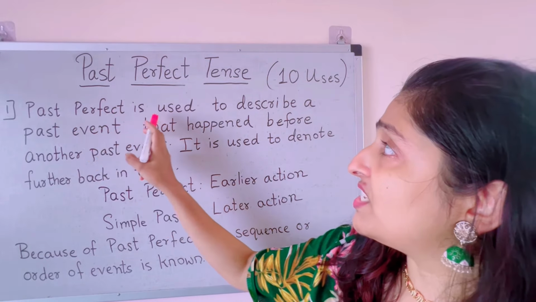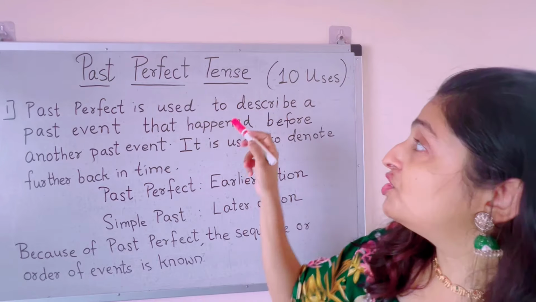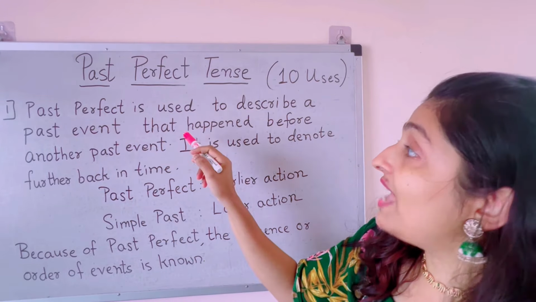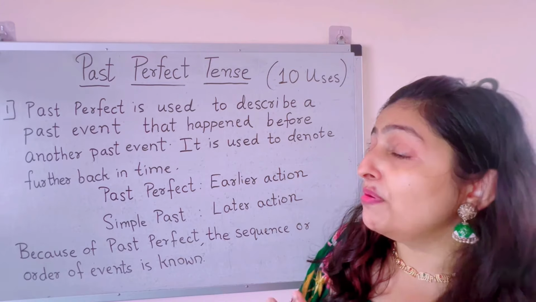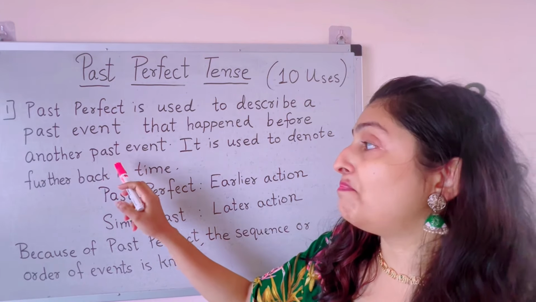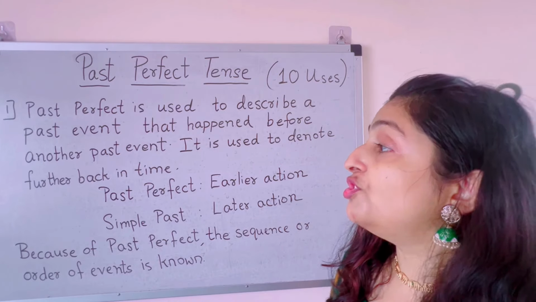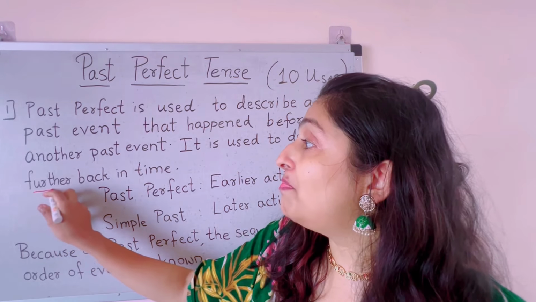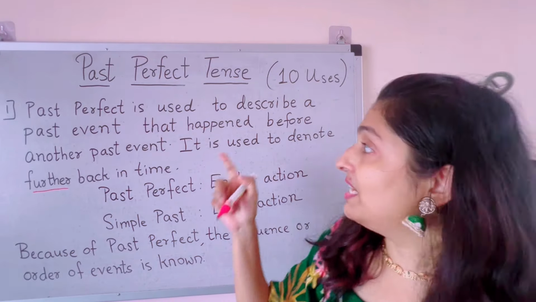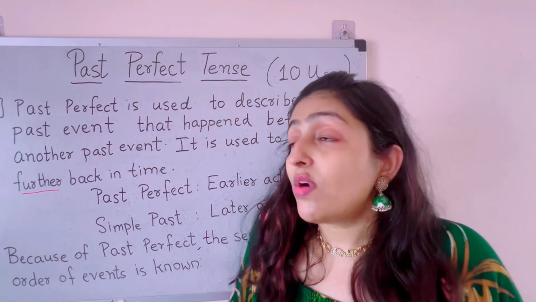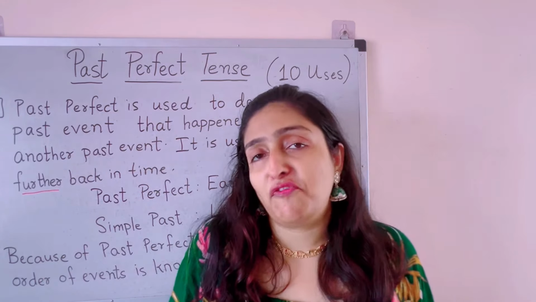Past perfect is used to describe a past event that happened before another past event. It is used to denote further back in time. It means past perfect tense. So what is the meaning of this definition?